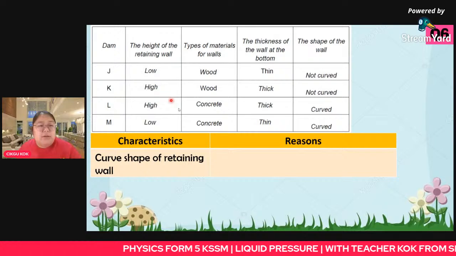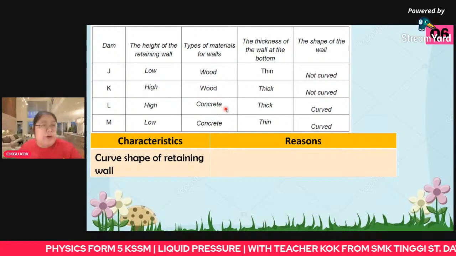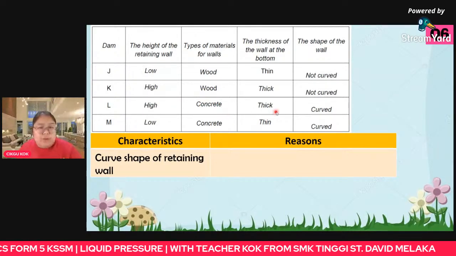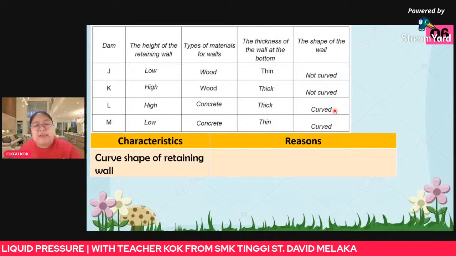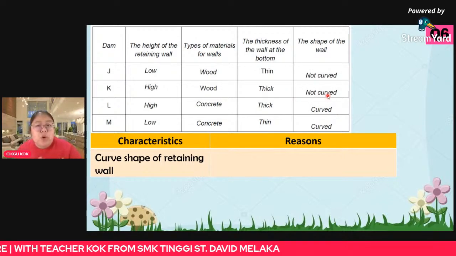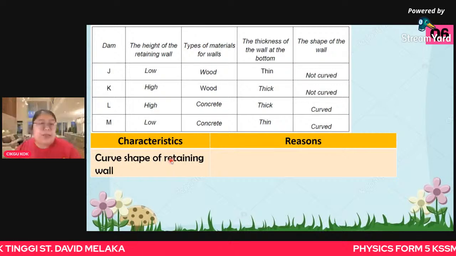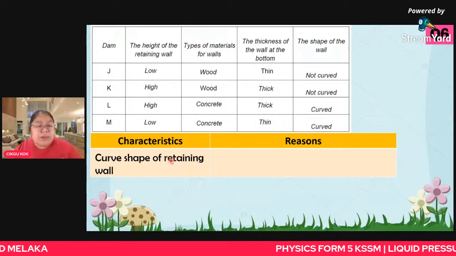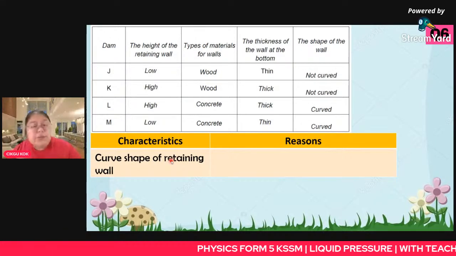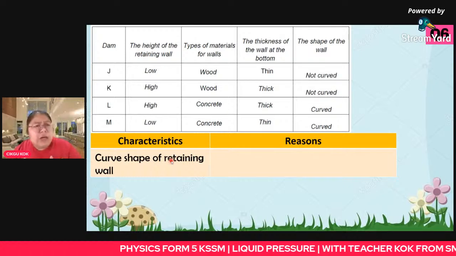So K and L. Then I want to use concrete, I don't want wood. So L. Then after that, I want thick. So the answer is only curve. Okay, flat cannot be used already. So sure, we know this one. Sure, the last one is the retaining wall must be curve. Okay, now we need to explain why you want a curve shape.